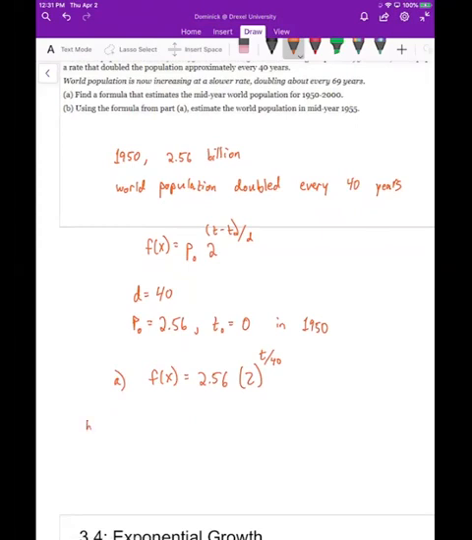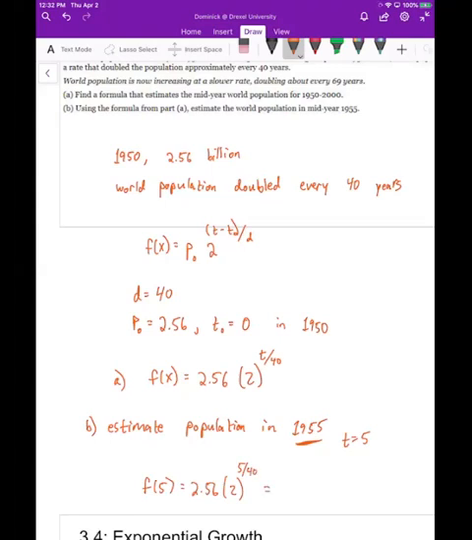Now for part B, we want to use this formula to estimate the population in 1955. All right, well, if we made T0 0 in 1950, then this really corresponds to t equals 5. So then I need to find f of 5, which is 2.56 times 2 to the 5 over 40.